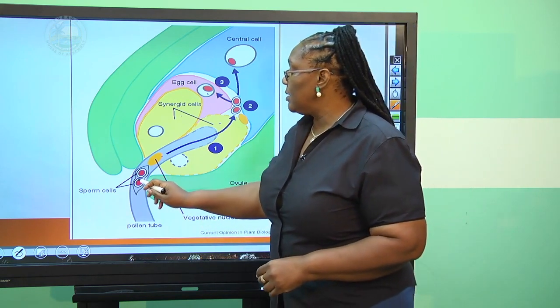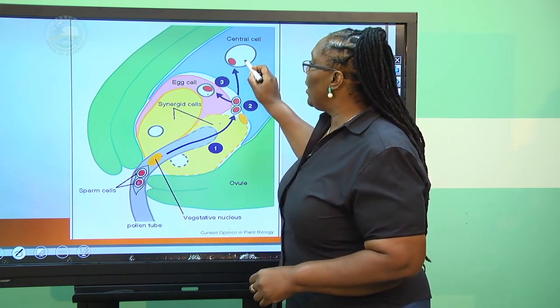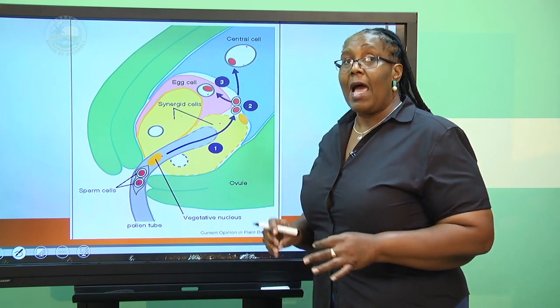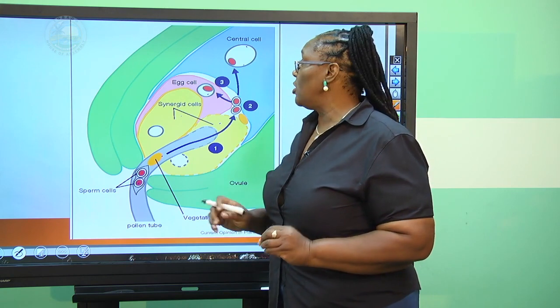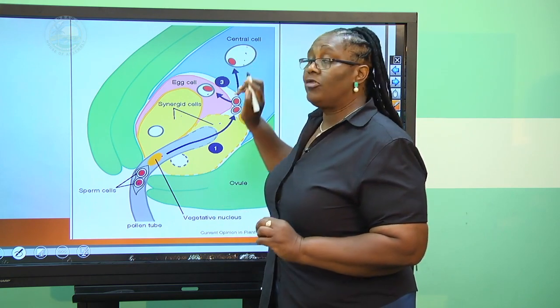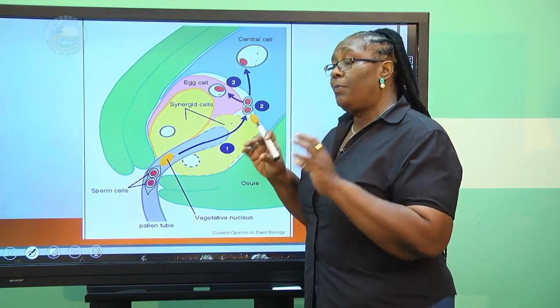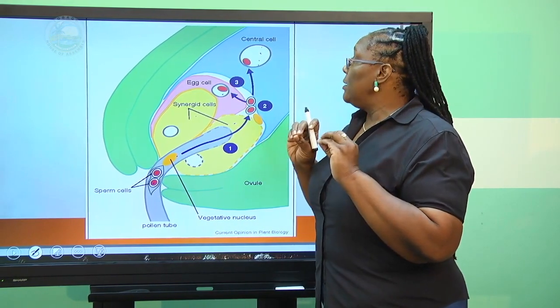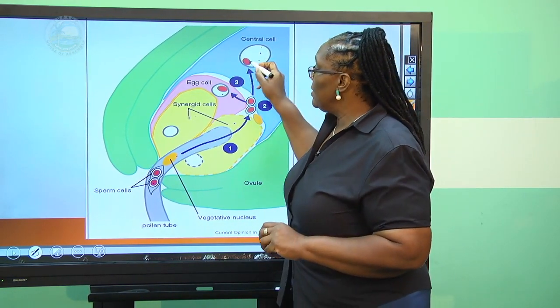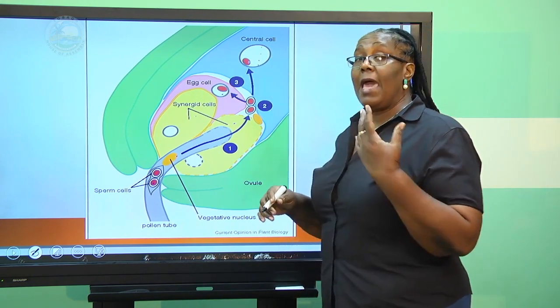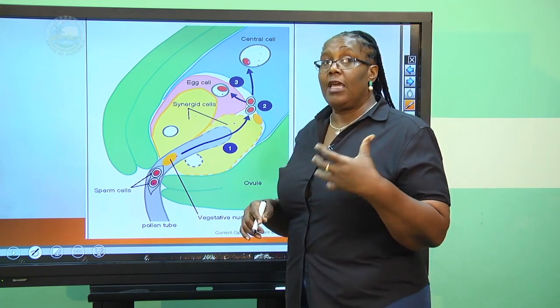The second cell will join with the cell that is in the middle, which was the polar nucleus, and this will become a triploid structure, because remember, this central cell would have had 2 nuclei initially forming these polar nuclei, and you would have had the cell now joining with it, so it's now triploid, and this would become the endosperm, which is a food source.